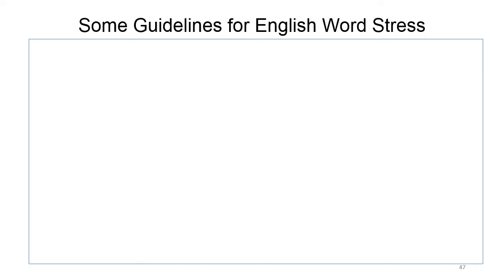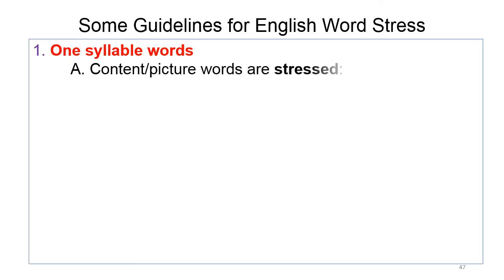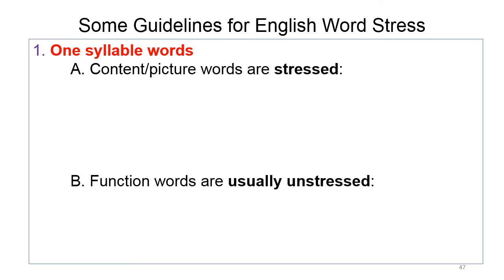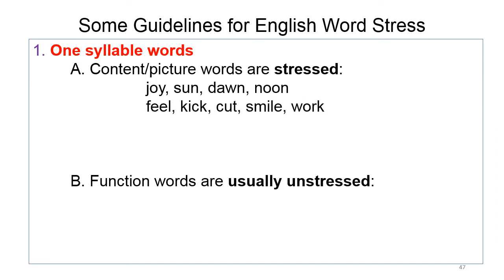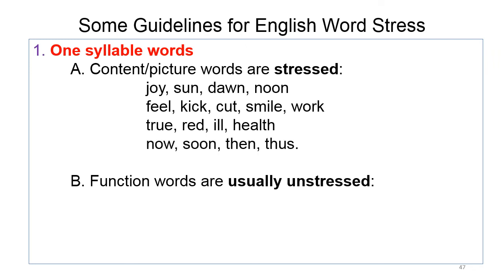We have two types of one-syllable words: content words and grammar words or function words. Content words are always stressed. Function words are usually unstressed, but not always. Content words are words like joy, sun, dawn, noon, feel, kick, cut, smile, work, true, red, ill, health, now, soon, then, thus. All of these are always stressed.